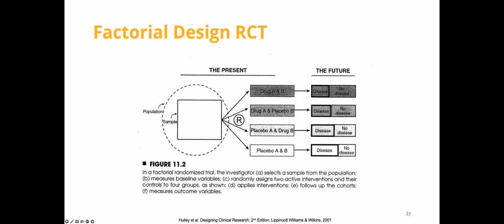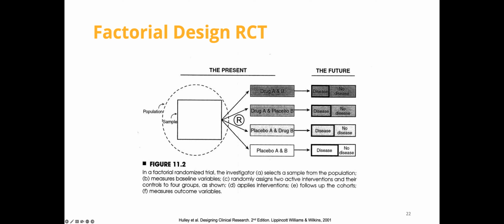And then another group, they might just get drug A and placebo B. Another group, they might get placebo A and drug B. And then in the last group, they're going to get placebo A and B. So we're really able to specifically look at the effects of drug A on its own, drug B on its own, and then the combination of drug A and drug B. And we're able to do this through the different treatment groups and then assignment of the different placebos.